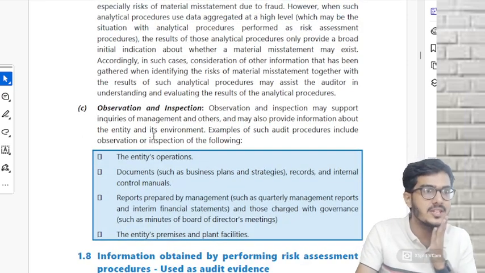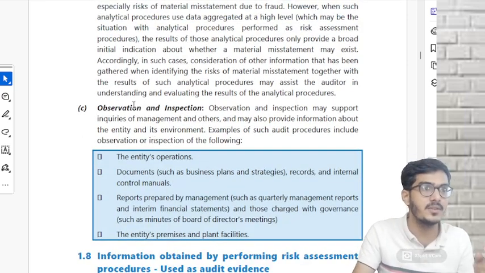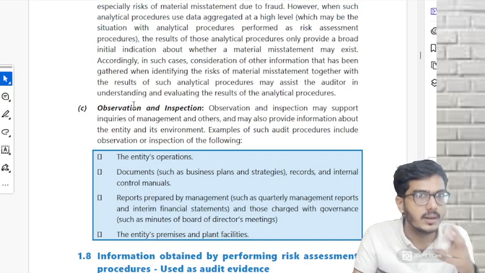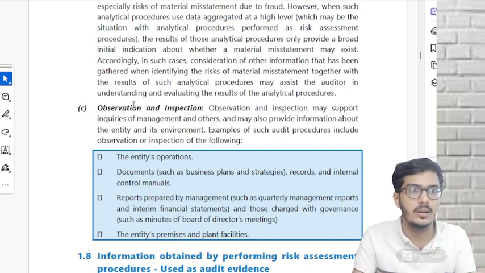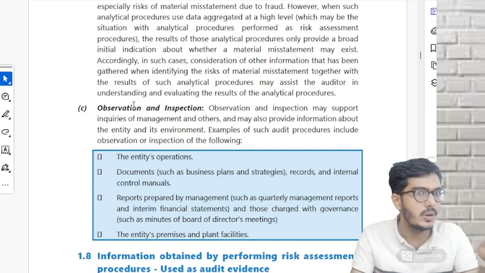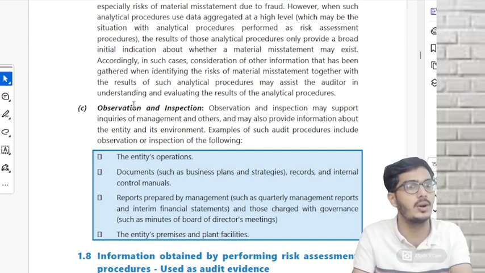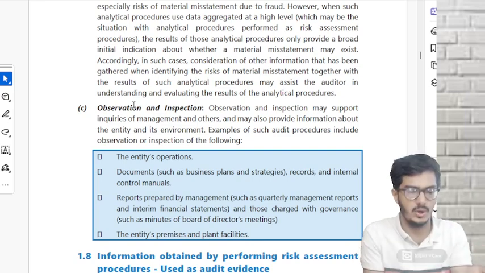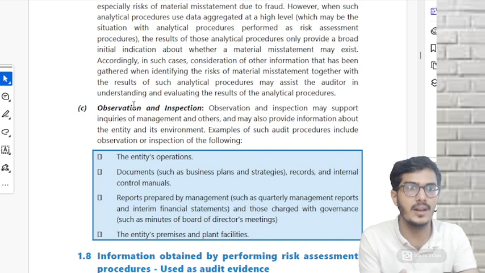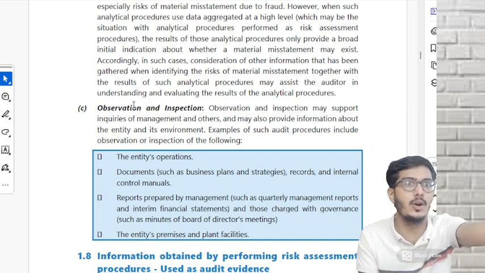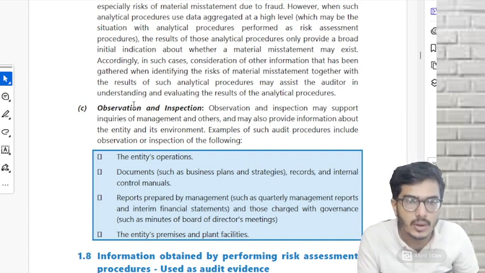Then comes observation and inspection. With the heading, it is very simple. Observation means to observe something. Best example, physical inventory counting. The management personnel will do it, and we are just going to observe whether they are following those instructions or not. Inspection is anything related to documents. If I give you title deeds of a land or property or plant and machinery, what are you doing? You're going to inspect it.